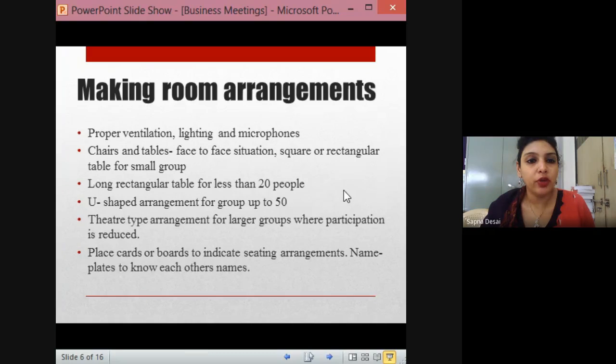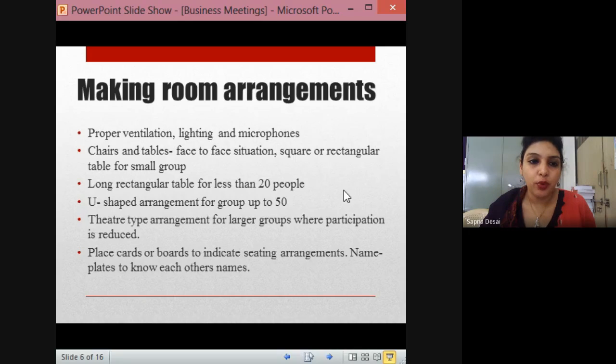Theater type arrangement for a large group where participation is reduced. As we see in the parliamentary structure, how each seat, each chair has a microphone, this kind of theater type arrangement is there. But there the participation will be less. Few people will be allowed to speak, but others can definitely give their suggestions. Everybody will have a microphone if they want to speak something.